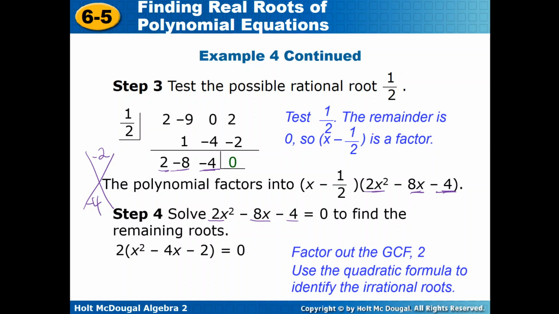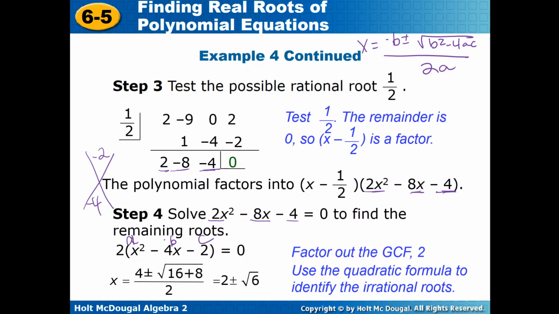Remember, the quadratic formula is x equals negative b plus or minus the square root of b squared minus 4ac, all over 2a. You could fill in your a, b, and c. That would be 1 for a. This would be your a, b, and c. You can fill that all in, and once you do that, we end up with x equals 2 plus or minus the square root of 6.